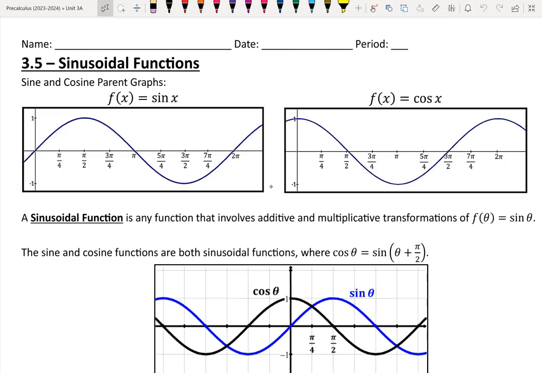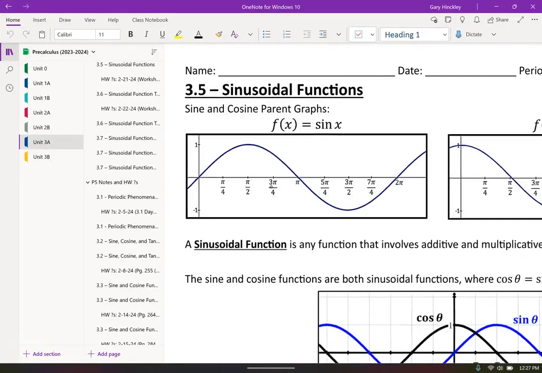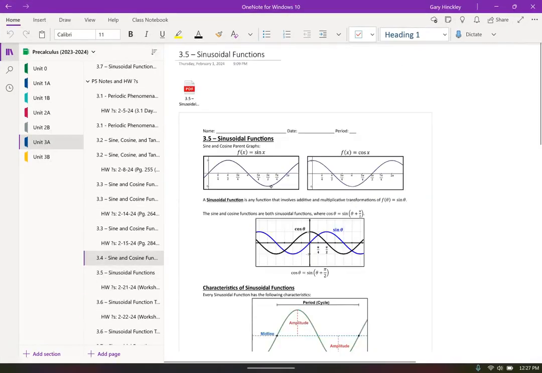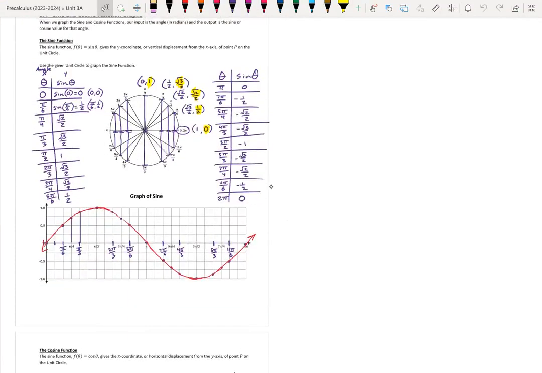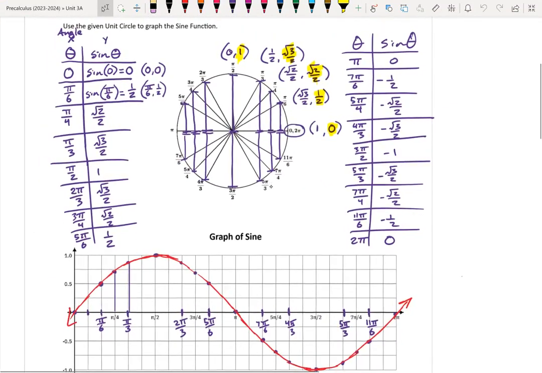We are going to be looking at 3.5 sinusoidal functions today. Yesterday we built our sine and cosine functions, so I just want to go back and review our findings for that. So there is our sine function. Yesterday we did not do the entire table, but this would be the entire table for our full unit circle, and that gives us the full graph of sine, well, at least one period's worth of sine.